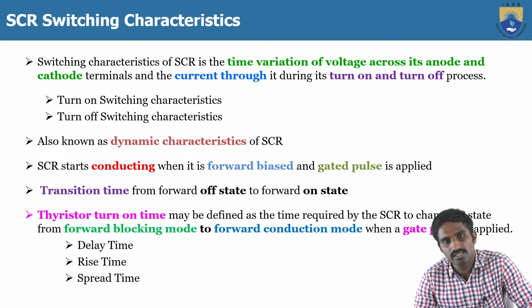So to understand better the characteristics during the turn on time, we are dividing these characteristics into three regions. One is the delay time, another one is the rise time, and the third one is the spread time. What is delay time, what is rise time, and what is spread time, we will discuss one by one here.